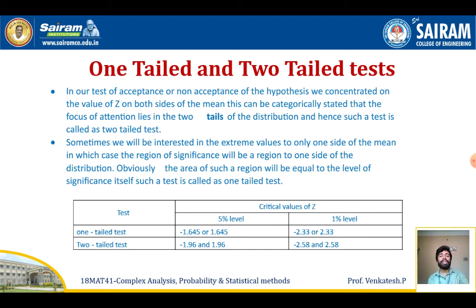So the critical values of z in the case of one-tailed and two-tailed tests are given by, for the one-tailed test, the 5% level of significance is given by minus 1.645 or plus 1.645. The 1% significance level is given by minus 2.33 or 2.33. In the case of the two-tailed test, the 5% level of significance is given by minus 1.96 and plus 1.96. And in the case of the 1% level, we'll have minus 2.58 and plus 2.58.